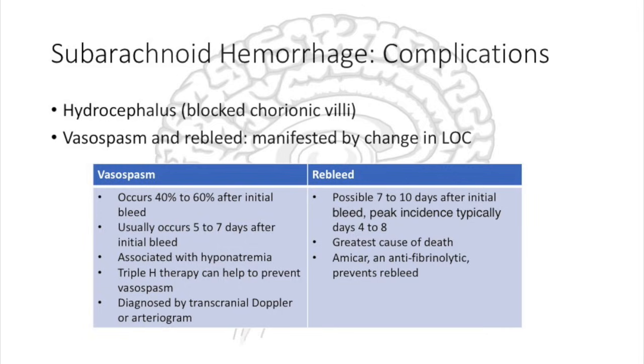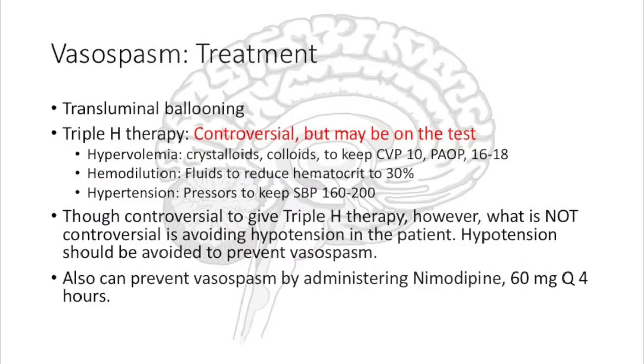Rebleeding is also possible after the initial bleed, so this is more common 7 to 10 days after the initial bleed, with peak incidence typically 4 to 8 days after. This is the greatest cause of death, and an antifibrinolytic prevents rebleed. So giving Amicar helps prevent the rebleed there. It's important to know that vasospasm is more common than your rebleeds. So it's important to prevent vasospasm.